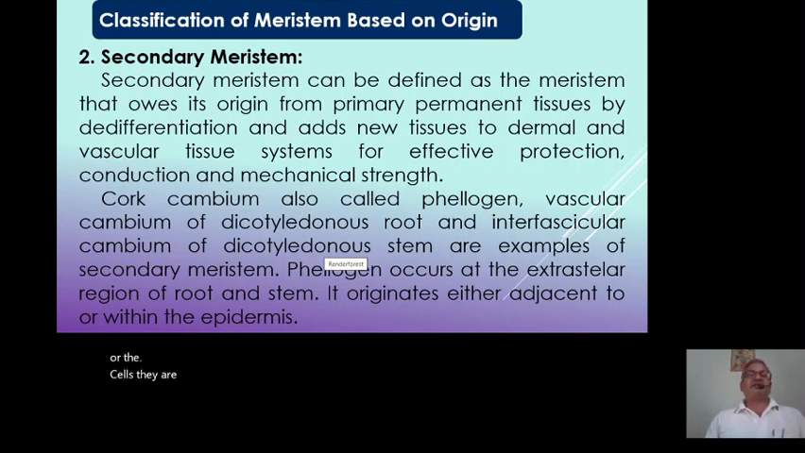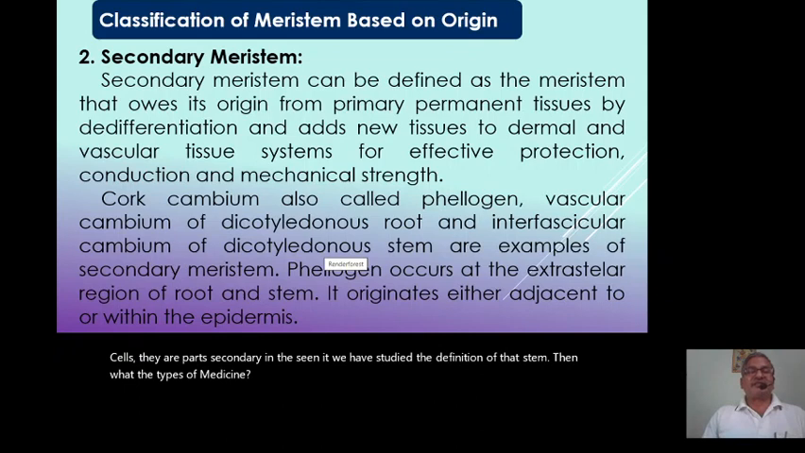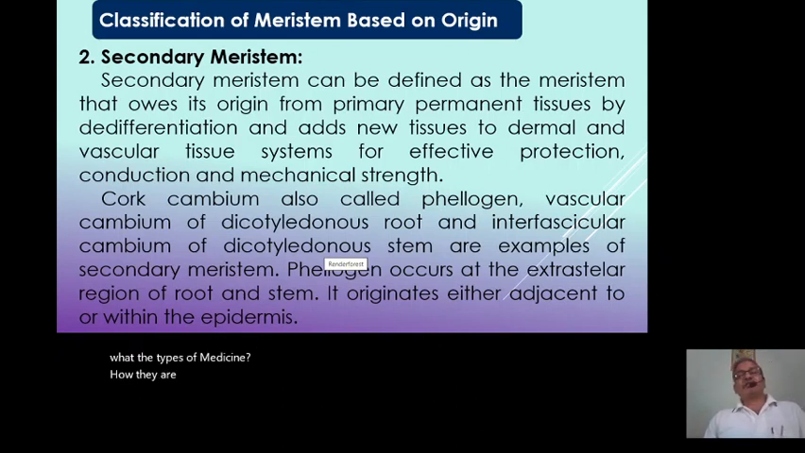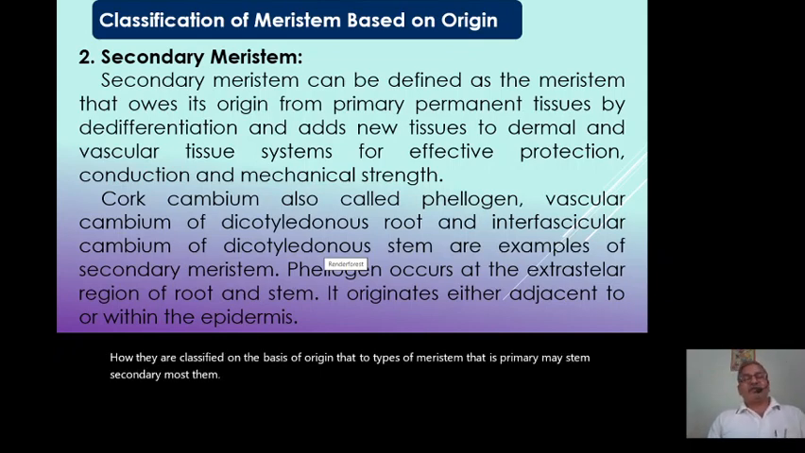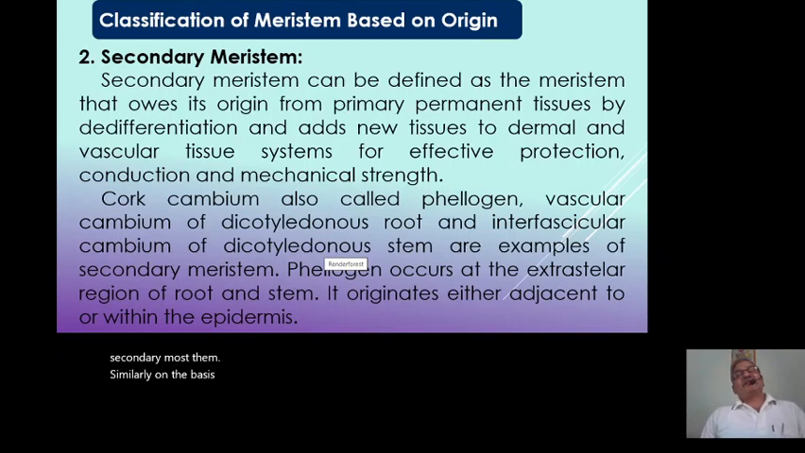So in this unit we have studied the definition of meristem, the types of meristem, and how they are classified. On the basis of origin, there are two types of meristem, that is primary meristem and secondary meristem. Similarly, on the basis of position, there are three types of meristematic tissue, that is apical meristem, lateral meristem and intercalary meristem.